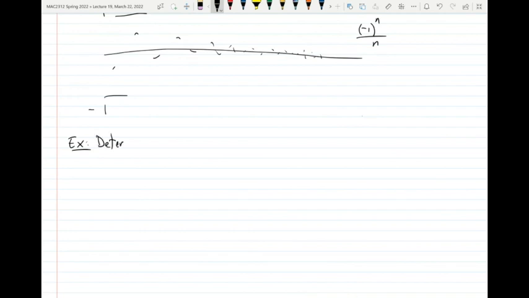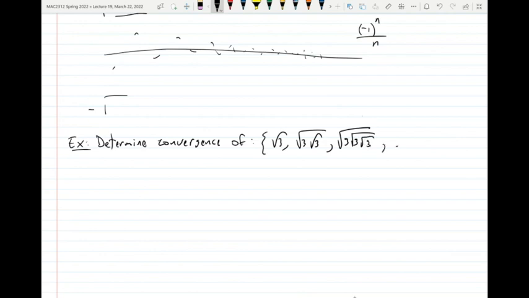Determine the convergence of the following sequence. So the sequence is the sequence a_n. Actually, I'm not going to give it a name yet. It's going to be square root of 3, the square root of 3 times square root of 3, the square root of 3 times square root of 3 times square root of 3, and so on.